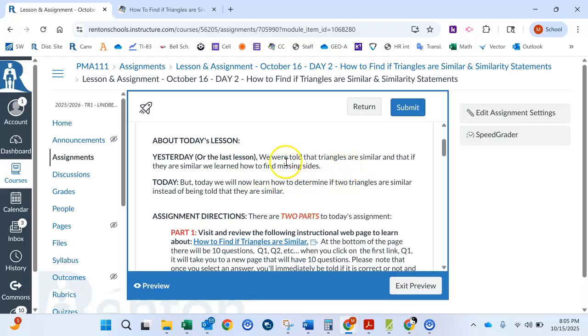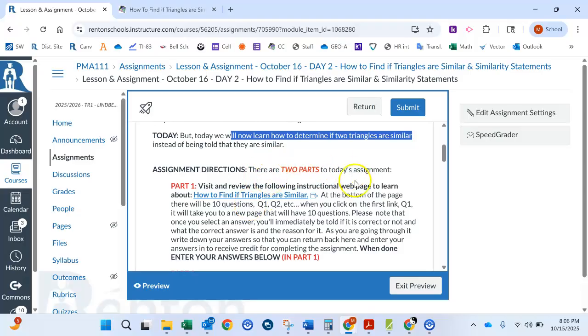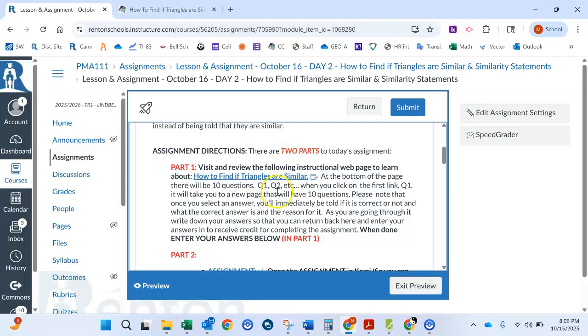So again, the important thing is yesterday we were told triangles are similar, and if they were, how to find missing sides. Today we will learn how to determine if they are similar. So that's our goal today, and that's what's different. There are two parts. The first part is we're going to learn how to tell if they're similar.